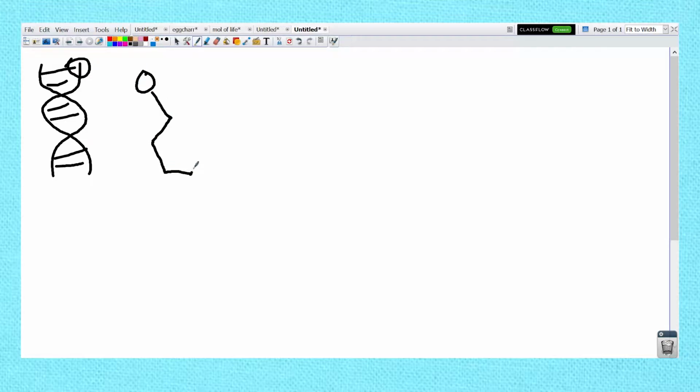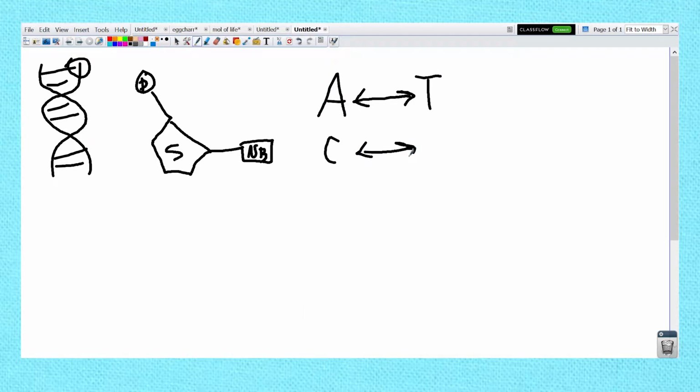Alright, here we go. Super review time. DNA. The shape is a double helix. Inside the DNA, we have a monomer, which is one section. This is going to contain a phosphate, a sugar, and a nitrogen base. The nitrogen bases: apples in trees, cars in garages. A's are going to bond with T, C is going to bond with G.